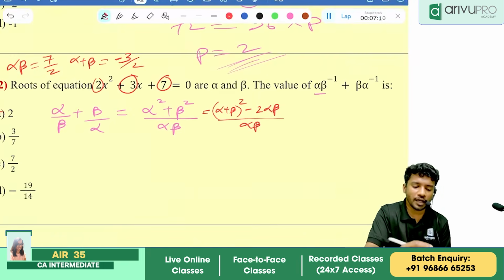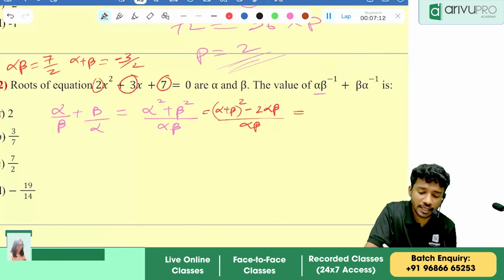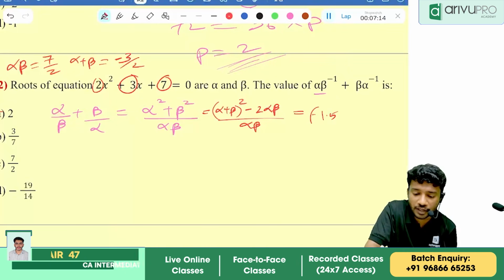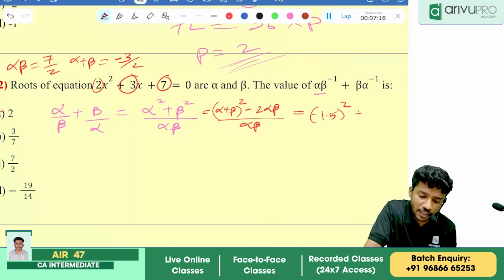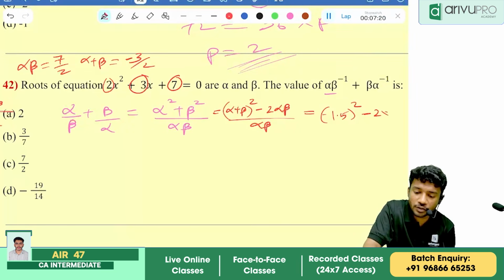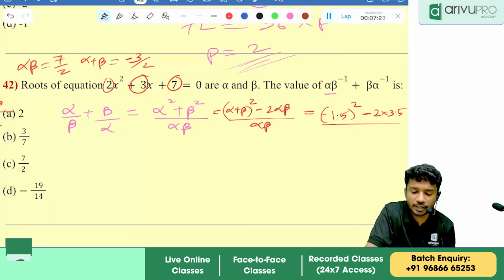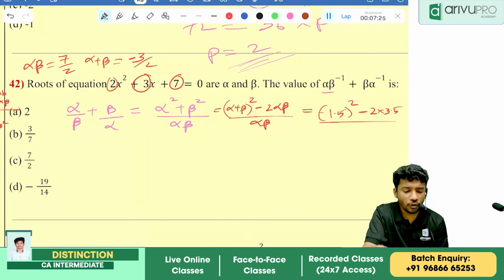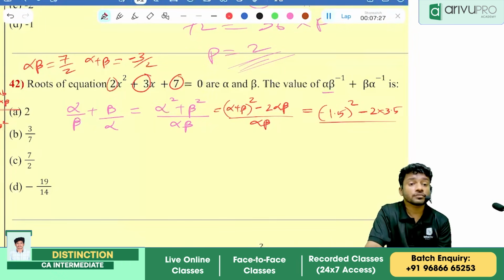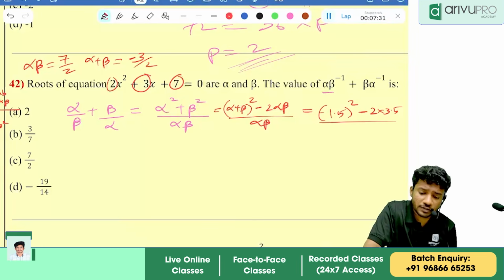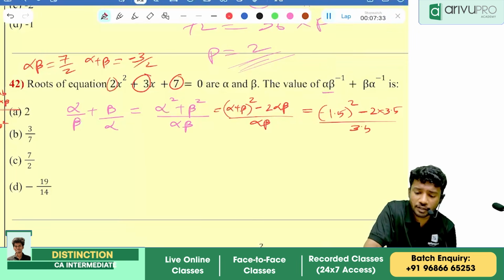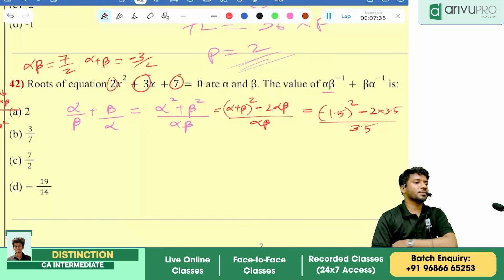Now substitute the value. Alpha plus beta is how much now? Can I write it as minus 1.5 the whole square? Then minus 2 alpha beta is how much? 2 into 3.5 divided by alpha beta is equal to how much, people? Alpha beta is equal to how much? That is how much? 7.7 by 2, which is equal to 3.5. Get me the answer. Please get me the answer.